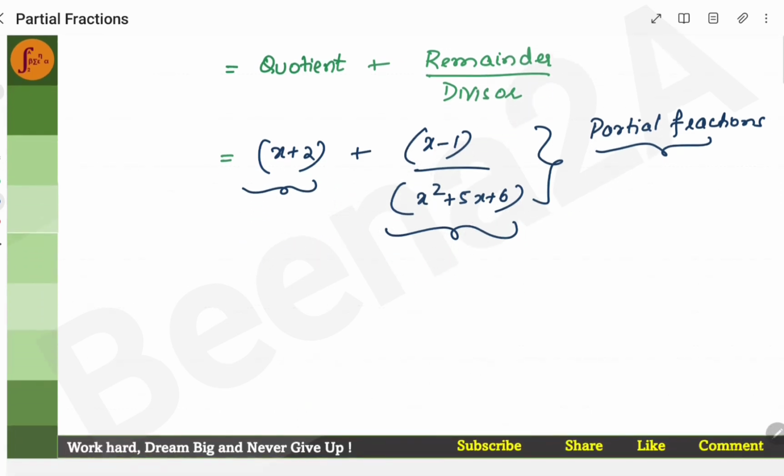We'll first resolve this, and whatever partial fractions we get, we'll add with this particular quotient. Now, before we resolve into partial fractions, the denominator has to be in the form of linear factors, that is, in the form of ax plus b, like x plus 1 or x plus 2.